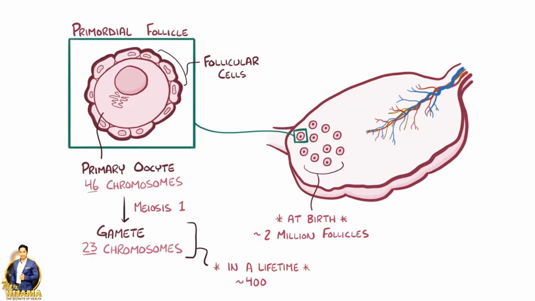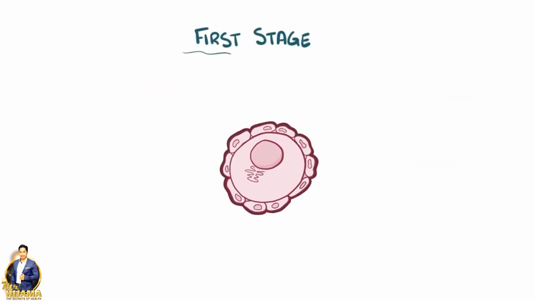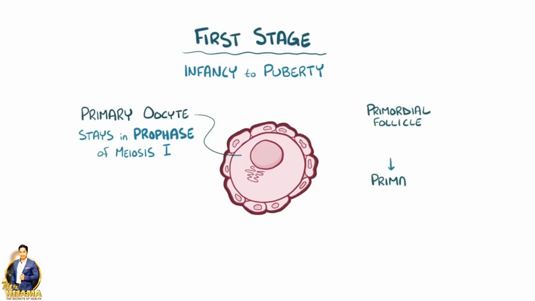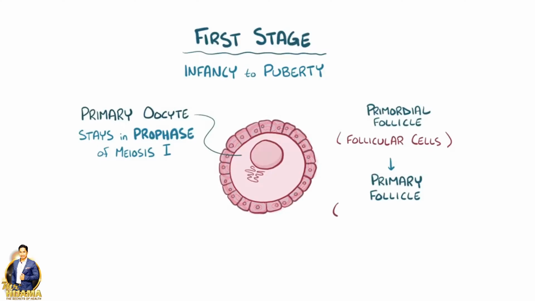This process of oocyte development follows that of follicular development, which can be broken into 3 stages. The first stage lasts from infancy to puberty, and during this stage, the primary oocyte remains stuck in the prophase step of meiosis 1. So in other words, the cell is living but not dividing.